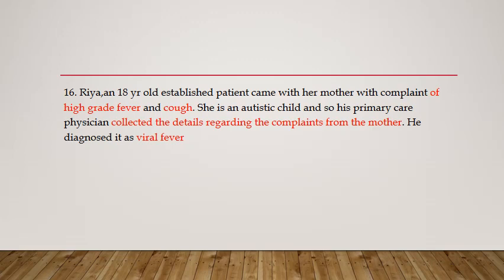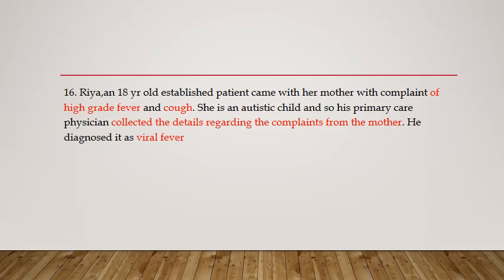Then next question: Ria, an 18-year-old established patient, came with her mother with a complaint of high-grade fever and cough. She is an autistic child, and so the primary care physician collected details regarding the complaint from the mother. He diagnosed it as viral fever. In the question, it is given clearly that Ria is an established patient; you have to note that.